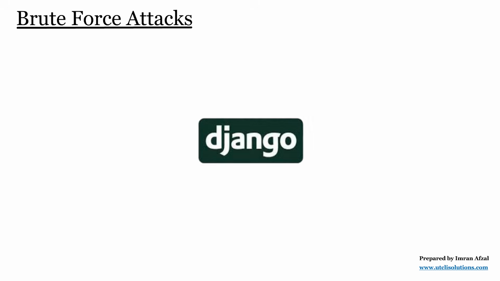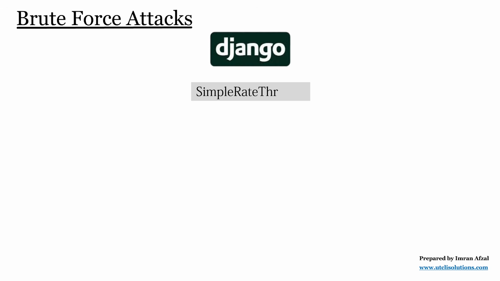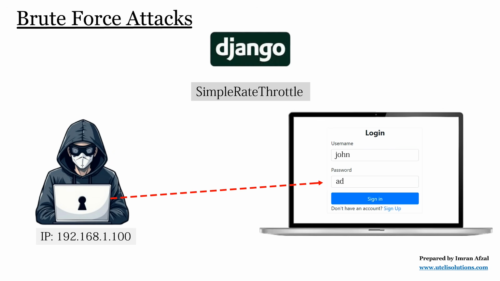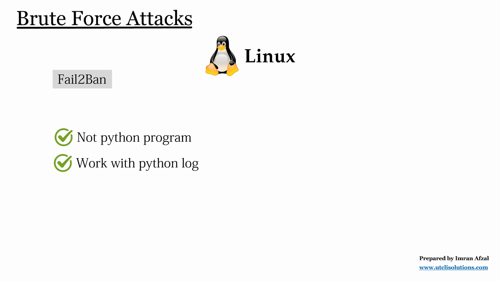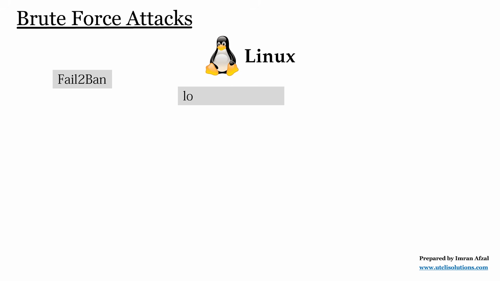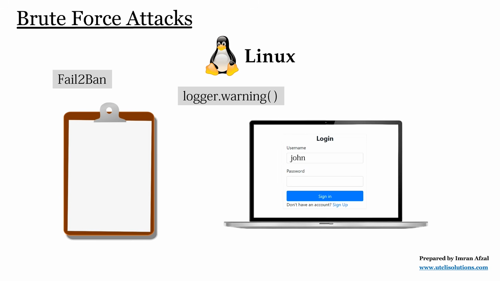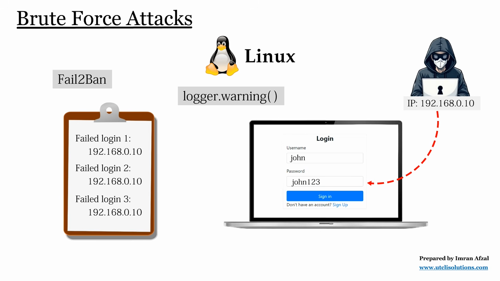Another example is in Django applications. Django has a system where we can use something called simple rate throttle. This is a class, not a function, but we use it to limit how often someone can send login requests. It watches the IP address and blocks if the user tries too much. In Linux systems, we use a program called fail2ban. This is not a Python program, but it works with Python logs. In Python, we use a function called logger.warning from the logging library to write messages about failed logins. Fail2ban reads those messages and blocks the IP if it sees too many warnings from the same place.